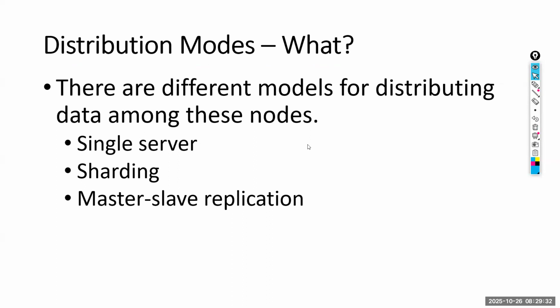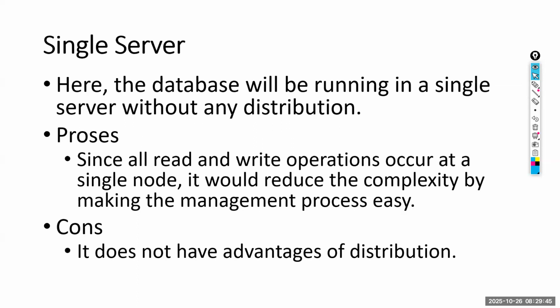right. So, what are the three distribution modes? Single server, sharding, master-slave replication. Obviously, single server is no distribution. You just have one database, so that is just a reference. Of course, then it is not a distributed database. So that is easy to manage, but no scalability, no availability, and so on. That means you don't have the advantages of distribution, but the simplicity is there. Simple transaction handling, simple query processing, but performance and scalability issues.